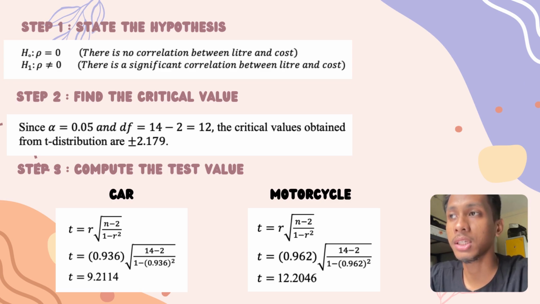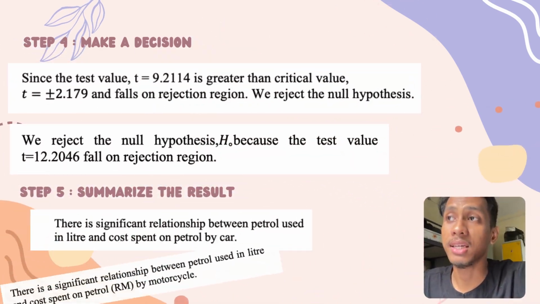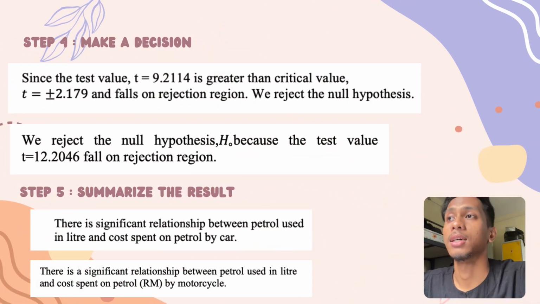The third step is to compute the test value for both car and motorcycle. We have our formula here, t equals r times the square root of n minus 2, divided by 1 minus r squared. Just substitute the correlation values for car and motorcycle, and then we can get the test value for both. Next, we make a decision. We reject the null hypothesis, H null, because the test value for both car and motorcycle is greater than the critical value and falls in the rejection region.